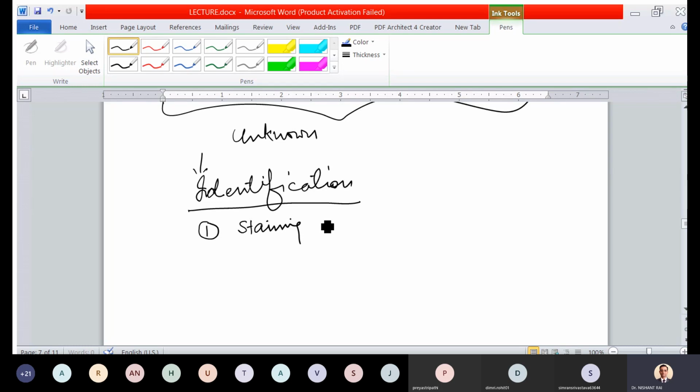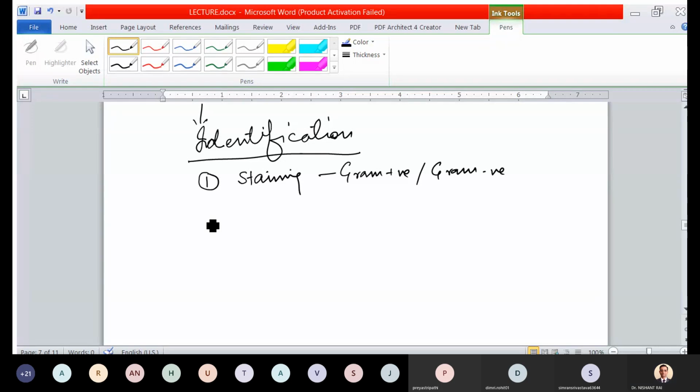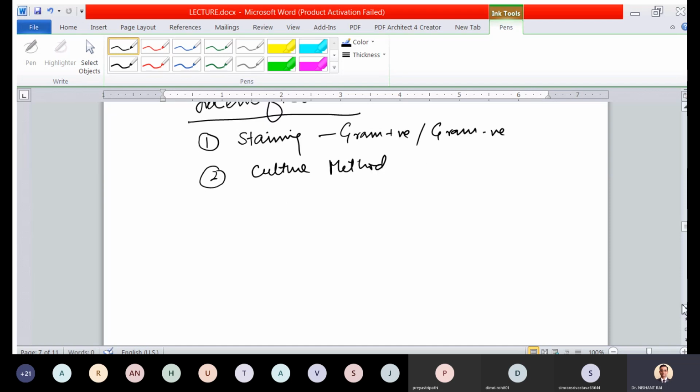Here staining will confirm the gram positive and gram negative property on the basis of the cell wall. Then the culture method, you have already studied the culture method. You will remember I told you about selective cum differential media. So you will use selective cum differential media to get the colonies, to identify the colonies. To first identify whether it is gram positive or gram negative. If it is gram positive, which type of bacterial genera it may be, and then you will follow biochemical tests.